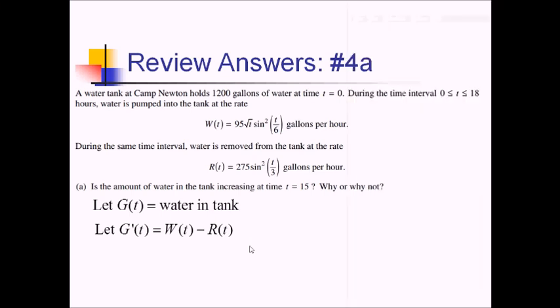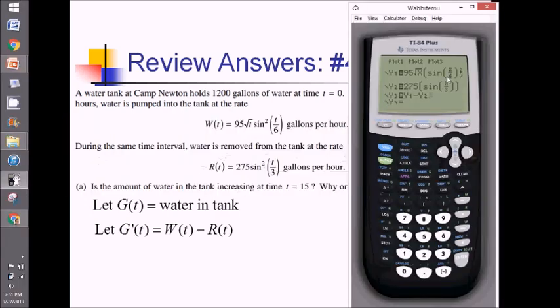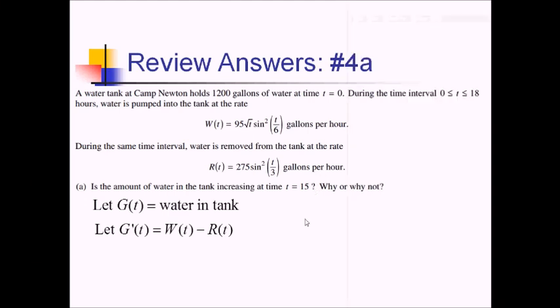All right, so what do I actually need to do to find whether my water is increasing at time 15? I just need to plug 15 into G prime and see if it comes out positive or negative. So going back to my calculator once more, I quit out of my Y equals, and I'm going to do alpha trace Y3 to use my G prime function. I'll just open my parentheses and put a 15 in there, close the parentheses, and this comes out to negative 121.090. And this, of course, is in gallons per hour if we needed the units.